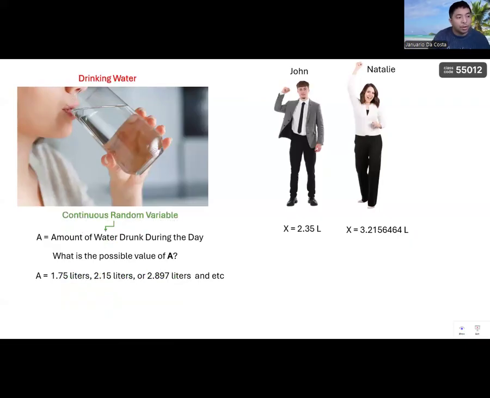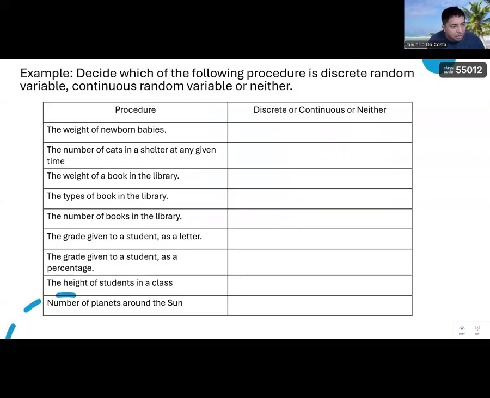So the amount of water drank during the day is what you call a continuous random variable. Do you understand? Yes, teacher. So discrete random variable, you understand? Now continuous random variable. Okay, let's do this.